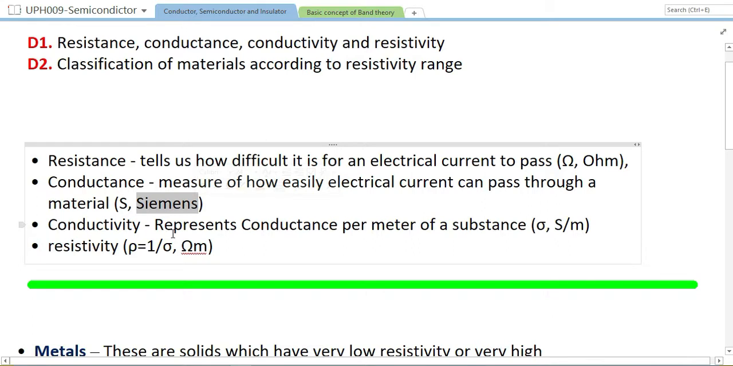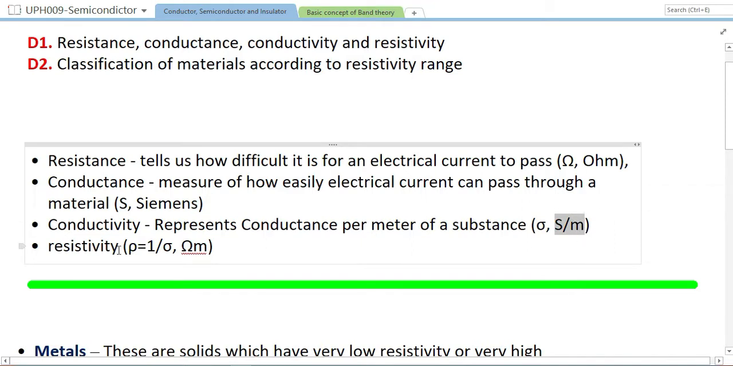The conductivity is related to the conductance, but it is in a reduced unit. So conductivity is defined as the conductance per meter of a substance. So if you take a substance of unit length 1 meter, then whatever the conductance of that material along that direction through which you measured the length, that is called the conductivity. So conductance per meter, and its symbol is sigma, and unit is Siemens per meter.